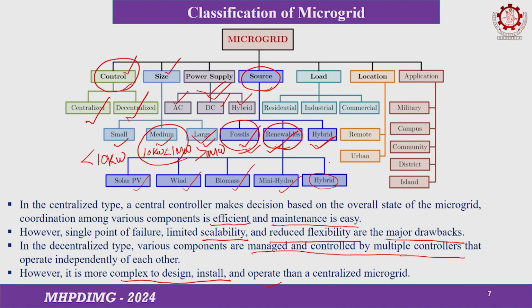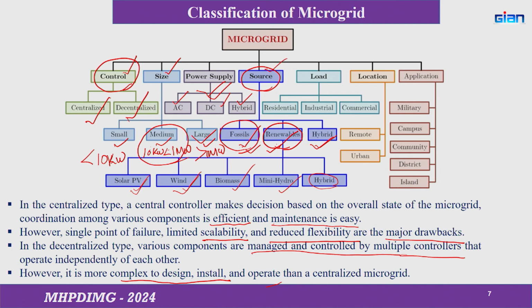Nowadays, we are mainly working on solar and wind, these 2 complementary sources, forming PV and wind based hybrid microgrid systems. So, this is about the classification based on the type of sources.